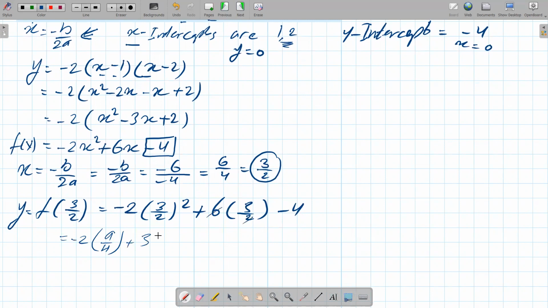It becomes 3 times 3 minus 4. Then it becomes negative 2 times 9 over 4, and we're going to simplify it. It becomes negative 9 over 2. And here plus 9 minus 4.